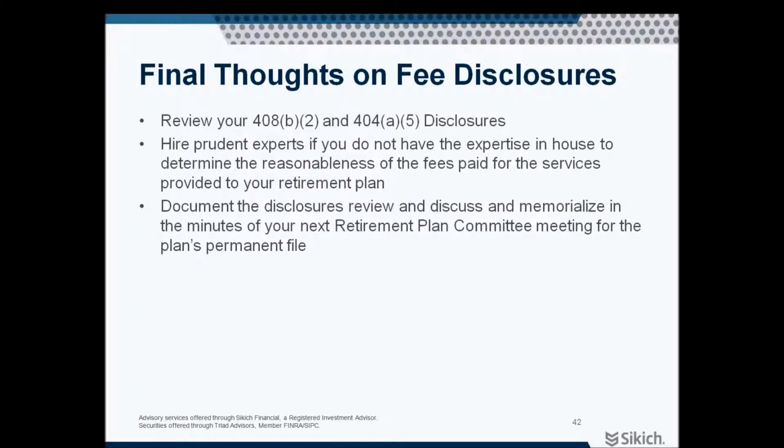If you cannot, we would encourage you to hire a prudent expert if you don't have the expertise in-house to determine whether those fees that you're paying for in the plan are reasonable. And again, document the disclosure review and discuss and memorialize in the minutes of your next retirement plan committee meeting for the plan's permanent file. That's very important. Documentation will help you provide that history of your plan.